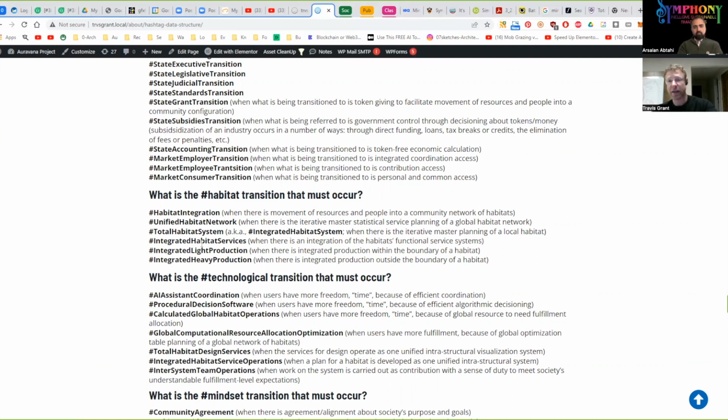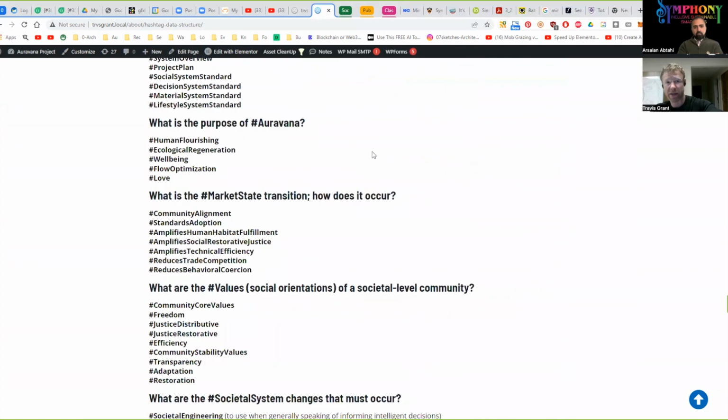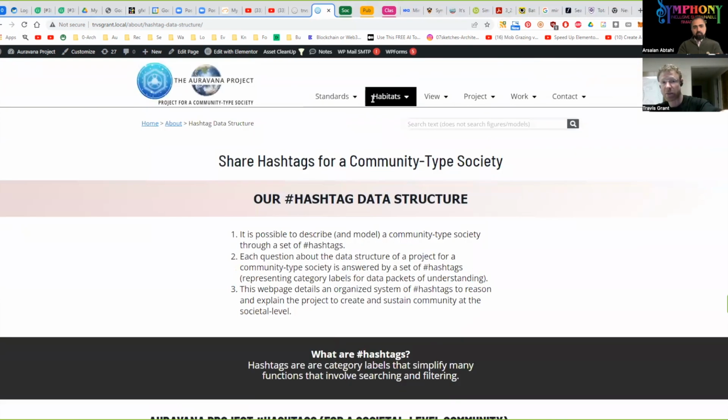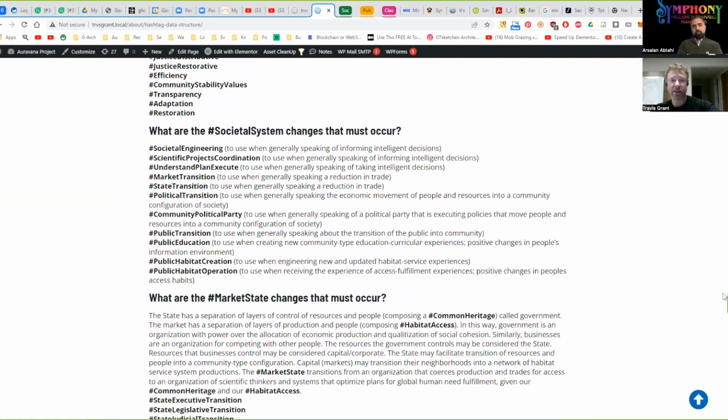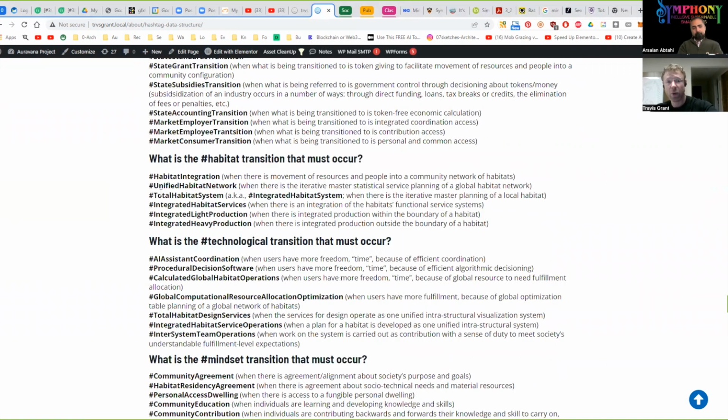It's just a difference in language. There are other projects that use "total integrated city systems." You can use any of this language: programmable, total, integrated. It's essentially an integrated system, because you're master planning the whole system, which is why the master plans up here, we're talking about master plans up here, it's the whole master plan that you have access to, because in order to account for resources at the global level, you have to begin master planning habitats at the global level. So then we have the total habitat system, integrated habitat services, integrated light production, integrated heavy production.